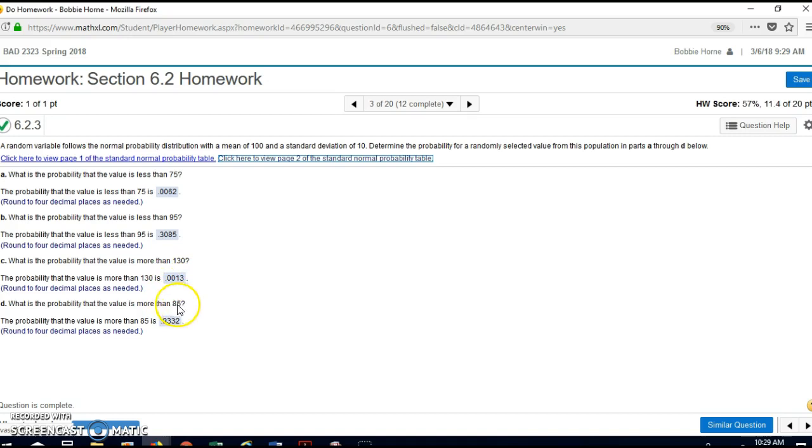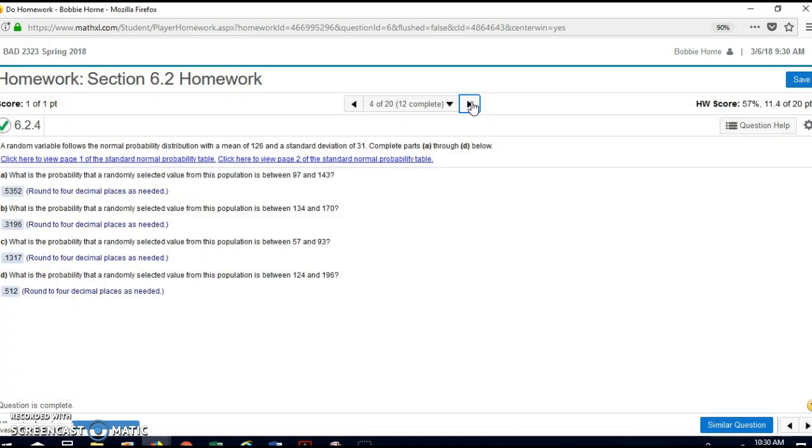Same thing here. Change to z-value, look it up on the table and do 1 minus that to get your answer. If you need the area to the right, which is the greater than side, you have to look up the area to the left in the table and do 1 minus that area. All right, let's move on to question number 4.